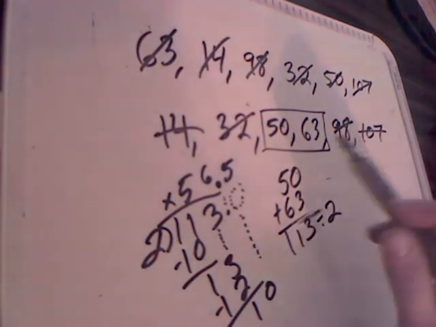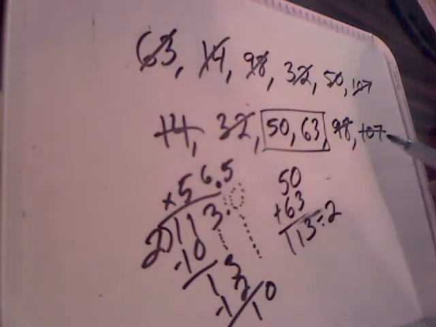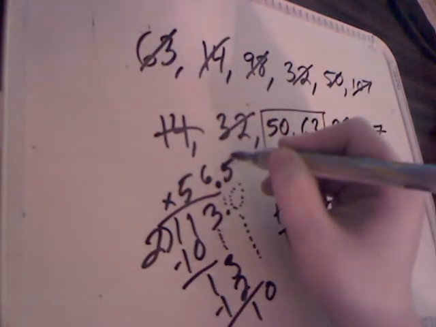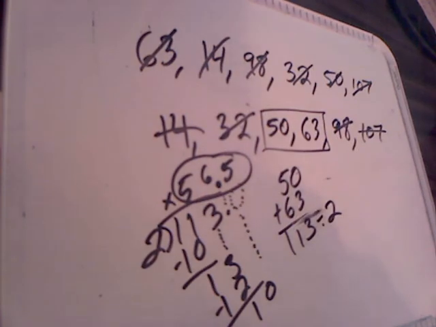The median of this range of numbers is 56.5, even though that was never one of the numbers that were actually listed in the problem.